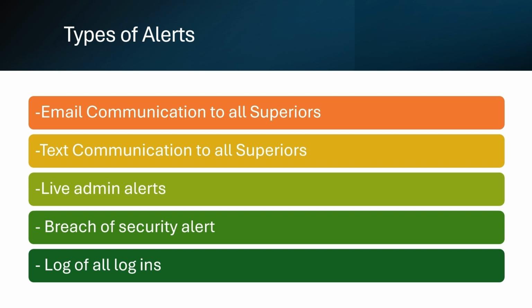Going on, I will be speaking of the type of alerts that can be implemented into our page. The types of alerts that can be implemented in our page are email communications to all superiors, text communications to all superiors, and live admin alerts, breach of security alerts, and logs of all logins that have happened on the website. The reason it is important for these is to allow companies to monitor what their employees are doing and to make sure that they are not trying to access information that they should not be accessing.